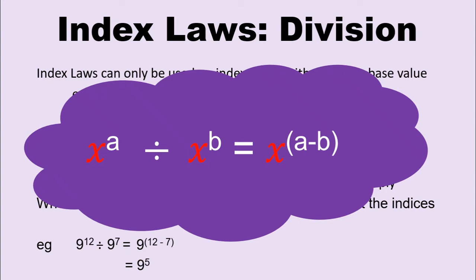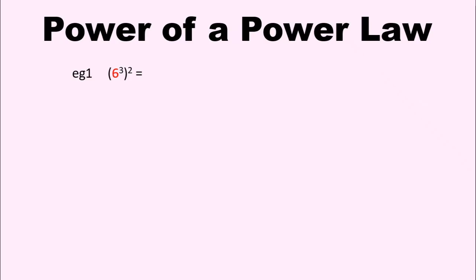Write this rule down. It'll be really helpful and it'll save you a lot of time when these exercises come up. Next, let's check out the power of a power law. I'm starting right in with an example so you can see what I mean. 6 to the power of 3 is in brackets and I'm raising that to the power of 2. So this index term has 2 powers acting on it.